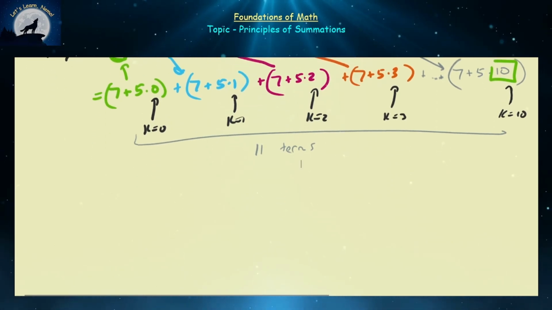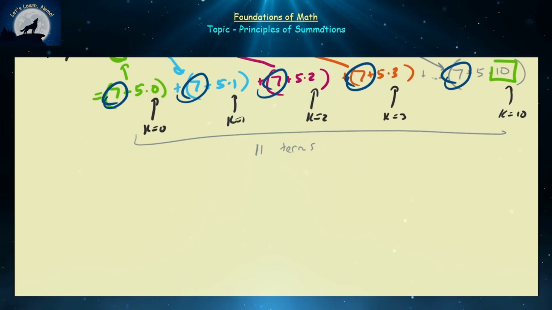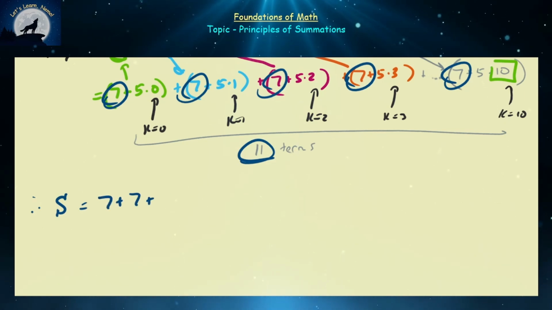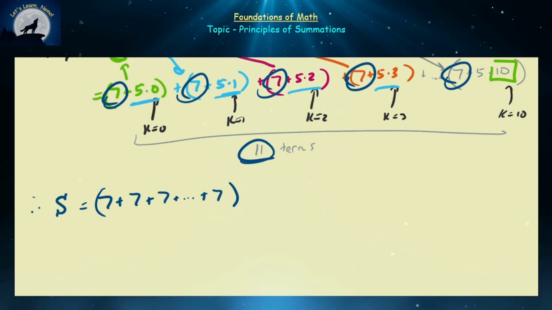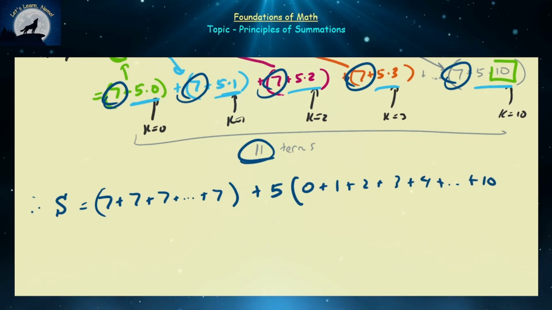Okay, so now what I want to do is regroup this expression very quickly, because notice that I have a 7 here, a 7 here, a 7 here, a 7 here, and a 7 here. And how many 7s do I have? I have 11 of them. So this expression S is just going to be equal to 7 plus 7 plus 7, all the way down to 7. And then what do I have left? Well, I have 5 times 0, 5 times 1, 5 times 2, 5 times 3, all the way down to 5 times 10. So each of them has a factor of 5, so I can factor those 5s out. That's going to be left with 5 times 0 plus 1 plus 2 plus 3 plus 4, all the way down to 10.